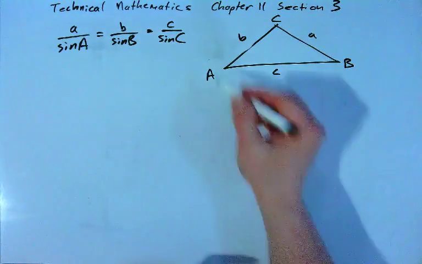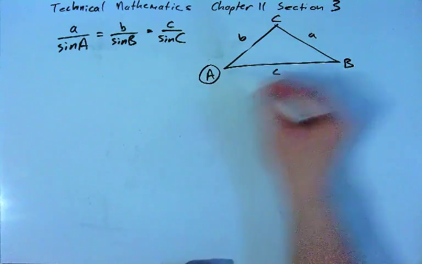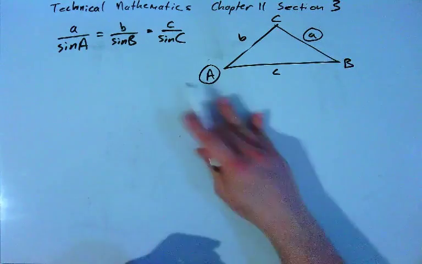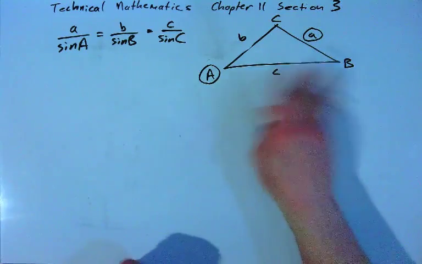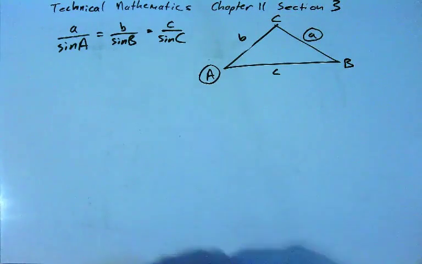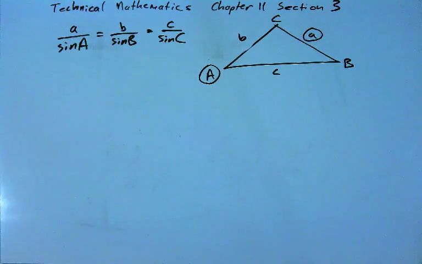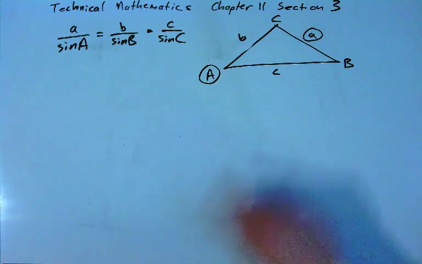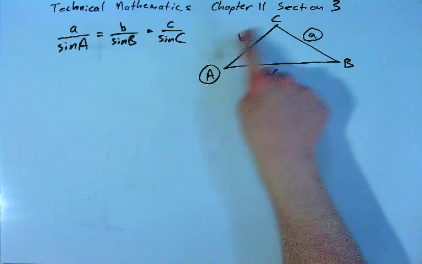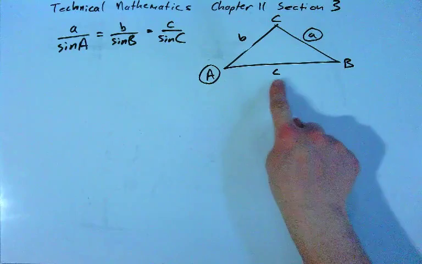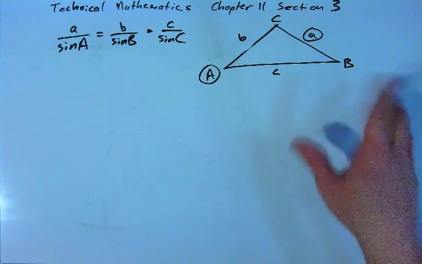So for the law of sines, we needed to know at least one angle and the side opposite of that angle. It doesn't have to be A. It could have been angle B inside B or angle C inside C. I'm just using A here as an example. So we needed to know an angle and the side opposite that angle, and we needed one more piece of information, either another side or another angle.